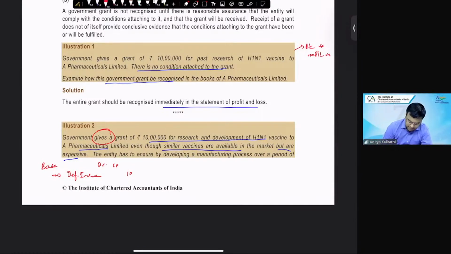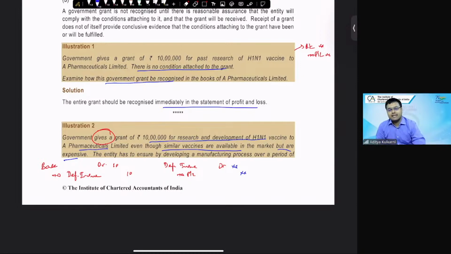All clear. Okay. Now, this deferred income must be credited to P&L. Where it will go, that we will see later. Now, this should be credited to the P&L.